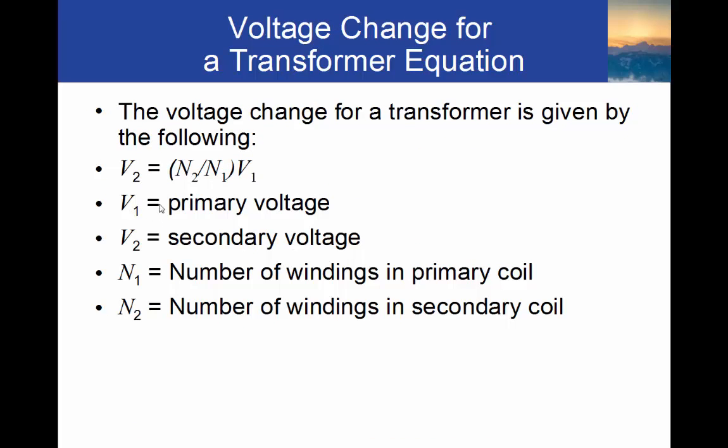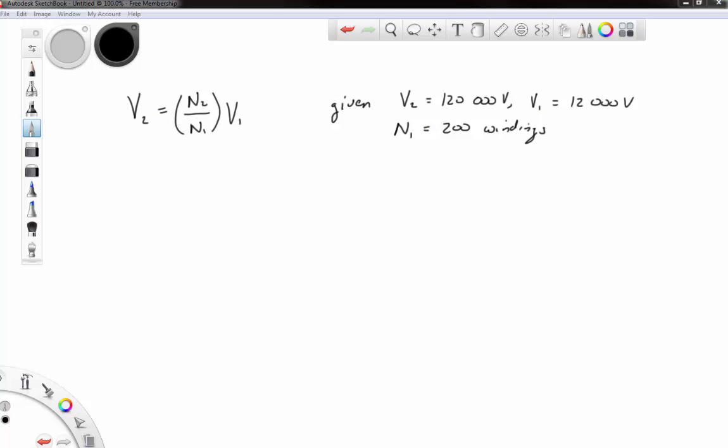So to solve for this, we use the voltage change for a transformer equation. That's the one that says that the output voltage is the output windings over the input windings times the input voltage. Or if you want, the secondary voltage is the number of windings in the secondary coil over the number of windings in the primary coil times the primary voltage. So we're solving for N2 in this equation. N2 over N1 times V1 is equal to V2.